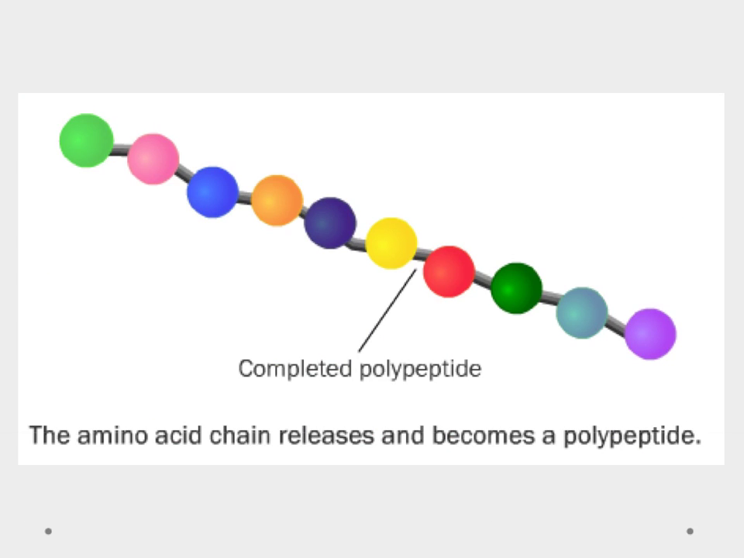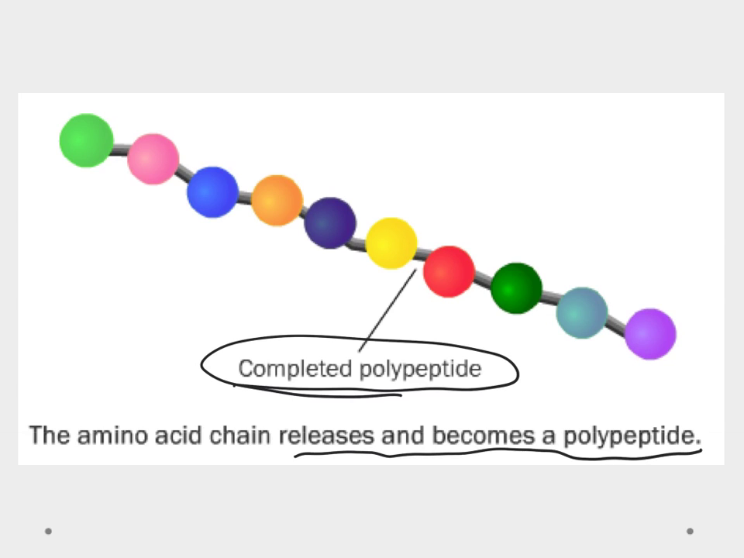So now we have our completed polypeptide, our protein. The amino acid chain has been released, and it becomes this polypeptide. And then, because of the hydrogen bonds between these different amino acids, it'll start to fold and take shape and become the protein structure that's necessary for the cell to do what it needs to be doing.